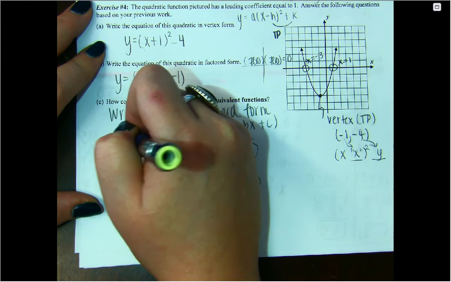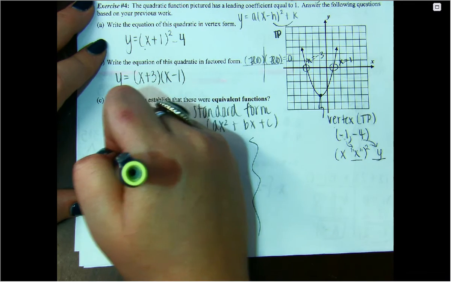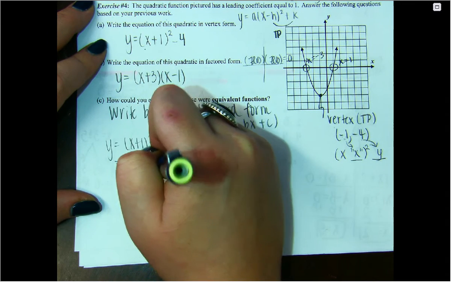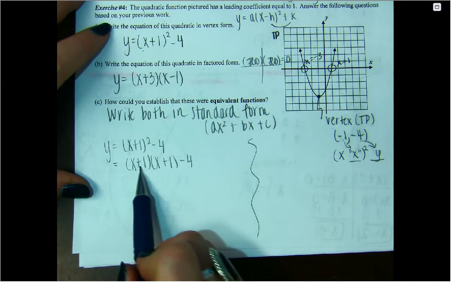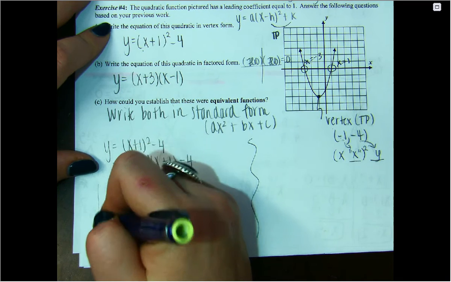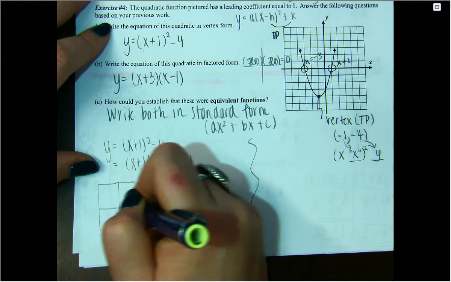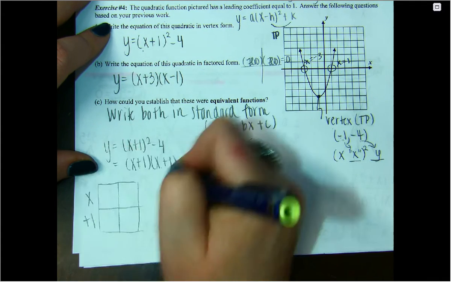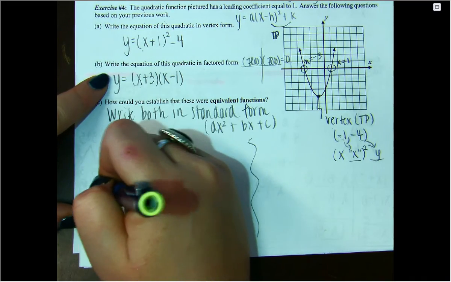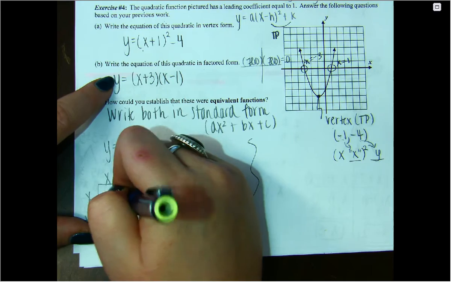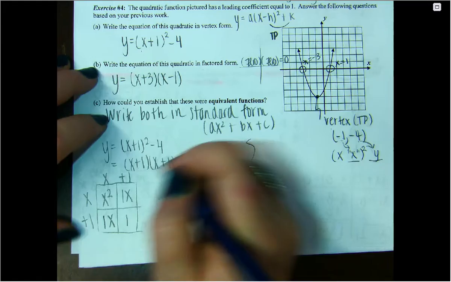So y equals (x plus 1) squared minus 4. This is the same thing as saying (x plus 1) times (x plus 1) minus 4. Okay, I'm multiplying here, so that means I'm going to do that little box method thing. I have one binomial here and one here. So I get x plus 1 times x plus 1. I do that box and square. x times x is x squared. 1 times x is 1x. 1 times x is 1x. And 1 times 1 is 1.